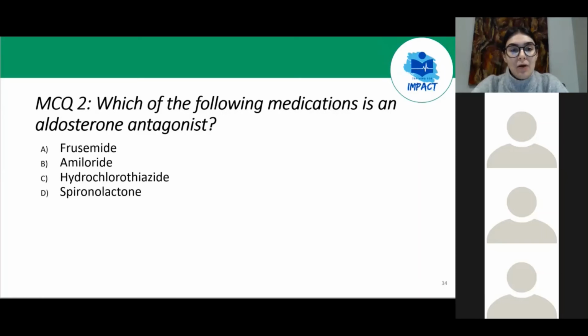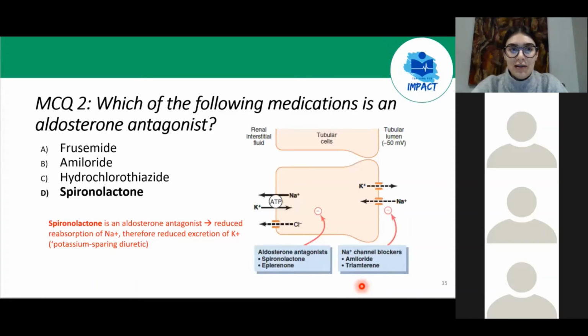So spironolactone is our aldosterone antagonist. When we block the action of aldosterone, we're blocking the increase of these sodium potassium ATPase pumps, and we're also decreasing the expression of ROMK channels. So less potassium gets out. That means we are absorbing less sodium, so it's staying inside the tubule, and we're also absorbing less potassium because potassium can't really get out. That's why it's called a potassium sparing diuretic, because it keeps the potassium in the cell.